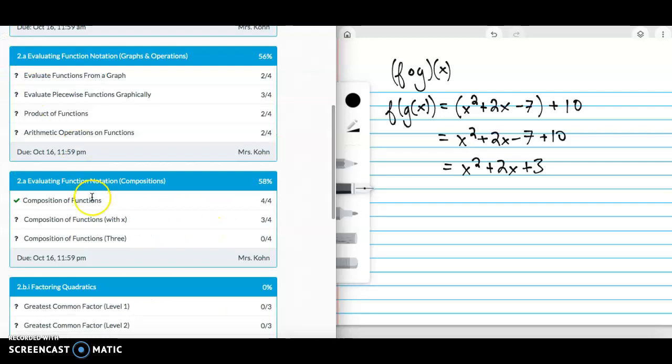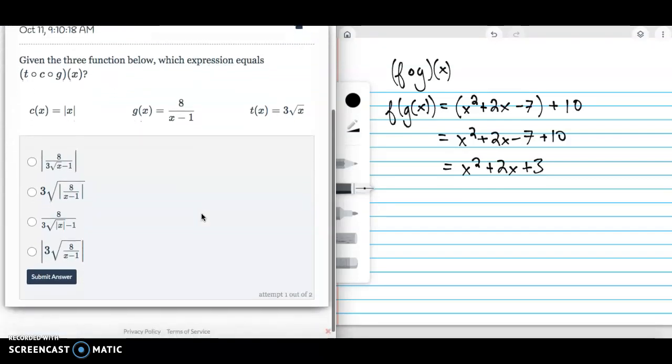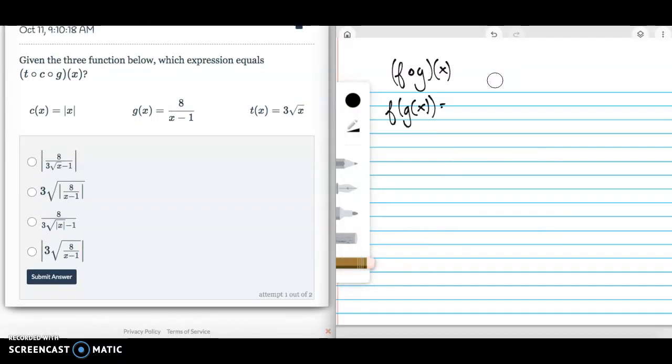Awesome. Let's go back and we'll try our last one. So, composition of functions, it says 3. Okay, so this one's going to be multiple choice, but basically we just have to figure out what would happen if you composed 3 functions. And it works the same way as if you composed 2. So t of c of g of x is what we're finding. 1, 2, 3. Gotta match your parentheses.